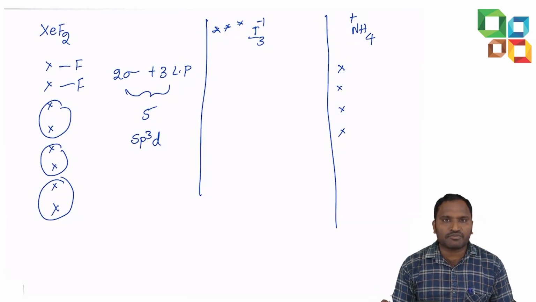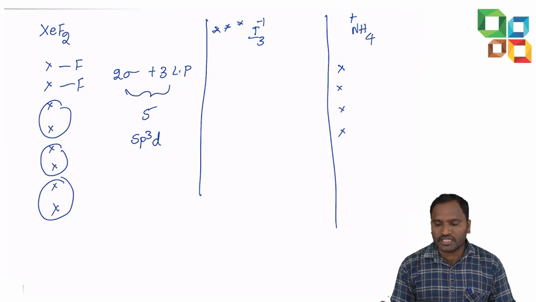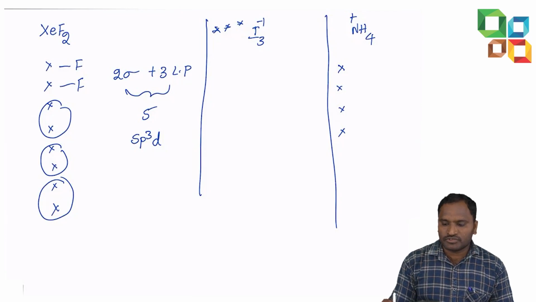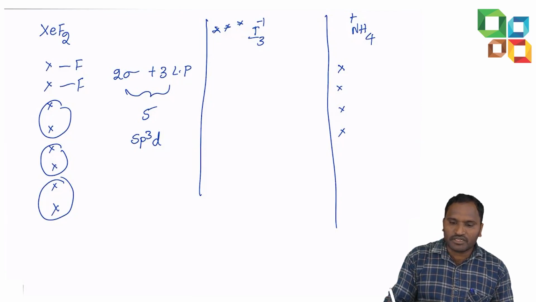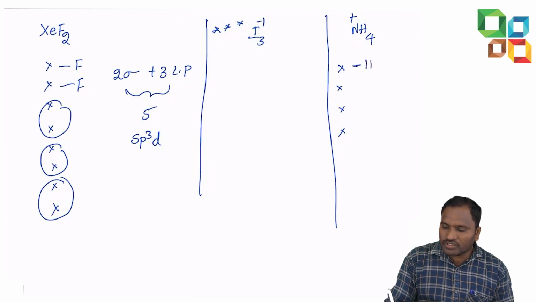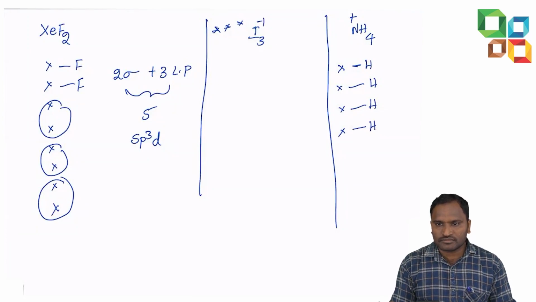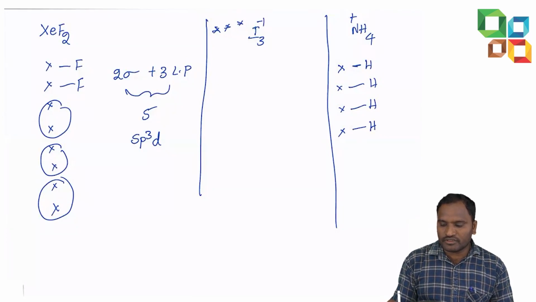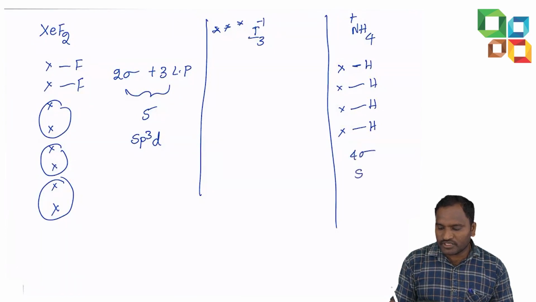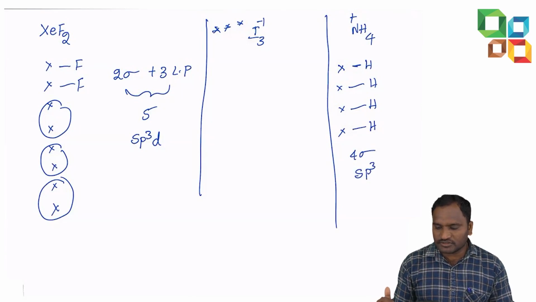Now nitrogen has 5 valence electrons. In that, nitrogen is carrying a positive charge. It lost 1 electron, so 4 only we have to take. 5 we can't take. Now with 4 electrons, 4 hydrogens will form bonds. So the hybridization is sp3.